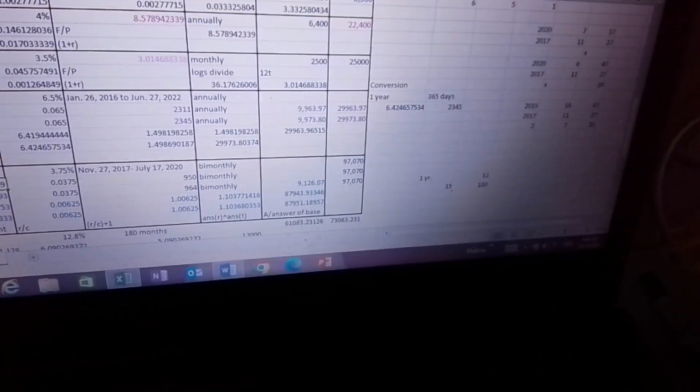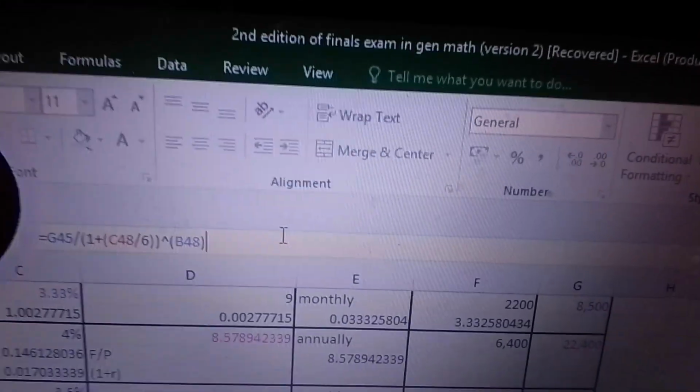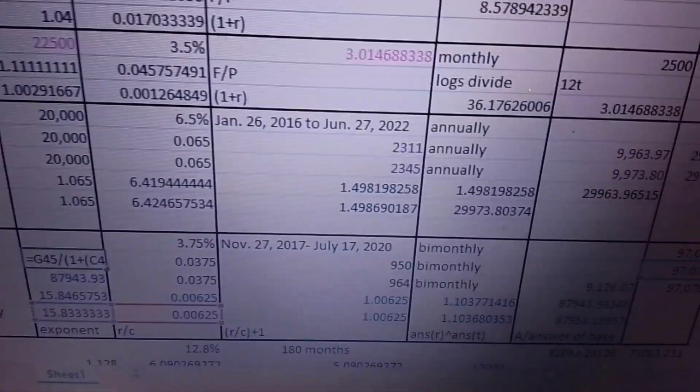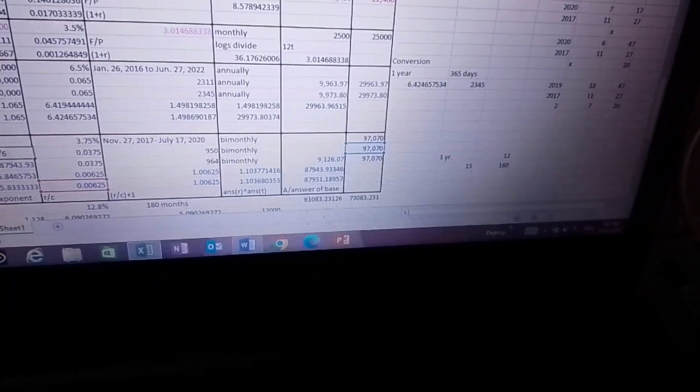So that's supposed to be our answer. So our answer is supposed to be divided by 6. So therefore, this is what we did. We have 1 plus this C48, which is this guy, the rate. And then we divide it by 6. Or we can do it directly, we don't need to type this anymore. It will just be like this. So we can just do it like this.